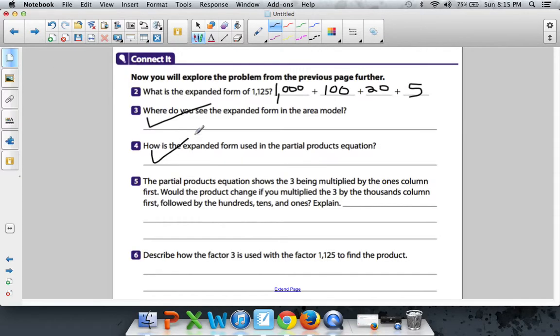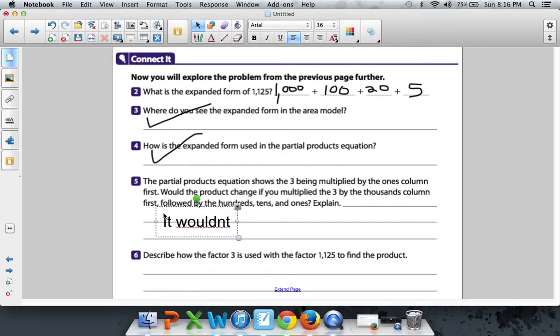I'm just putting a check as I talk about it. You have to write it in your own words. The partial products equation shows the 3 being multiplied by the ones column first. Would the product change if you multiplied the 3 by the thousands column first, followed by the hundreds, tens, and ones? Explain. It would not change, actually.